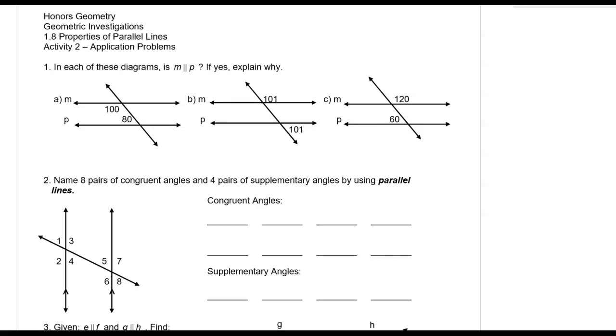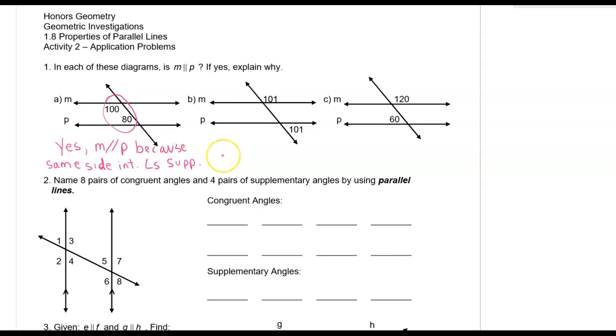In part A, I notice that I have interior angles on the same side of the transversal. So those are same side interior angles. Their measures are 180, and if you add that up, you'd get 180. That means the two angles are supplementary. So that makes these lines parallel. Yes, M is parallel to P because same side interior angles are supplementary.